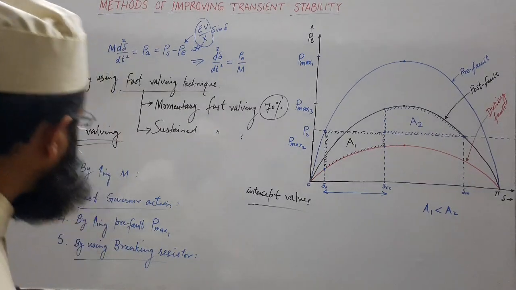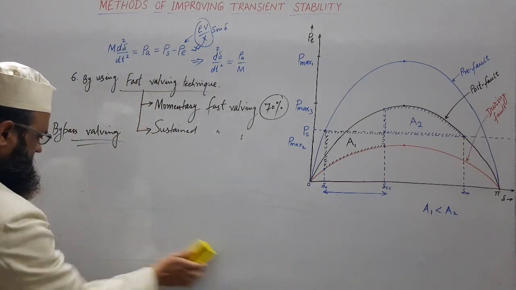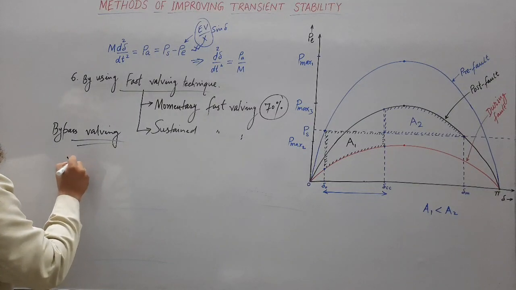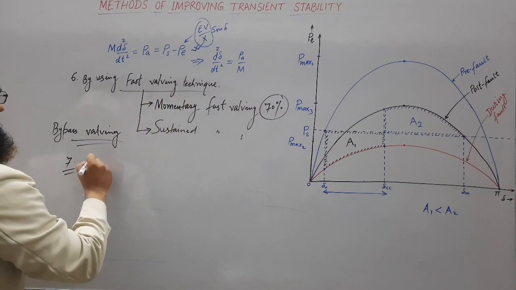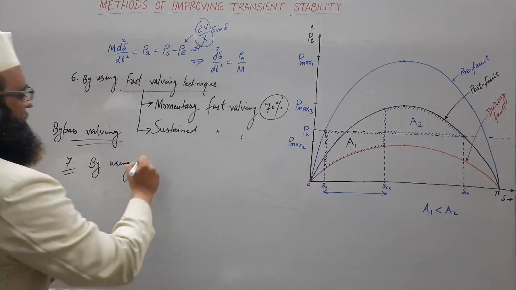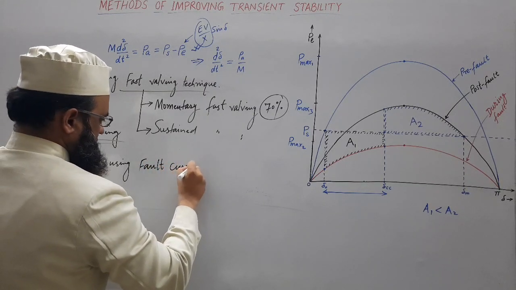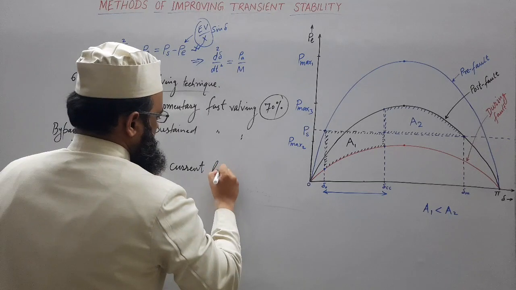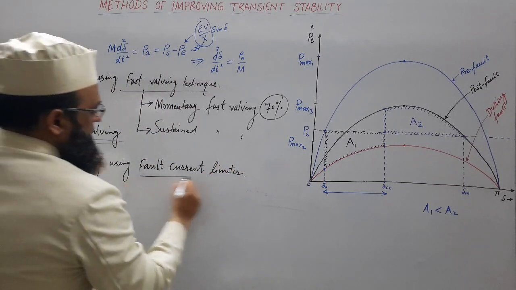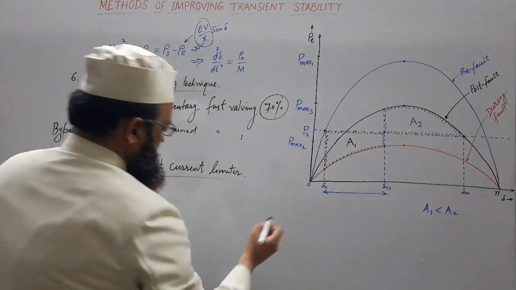Now let us come to the next point, point number 7: by using fault current limiter. So what is a fault current limiter? First make these diagrams.